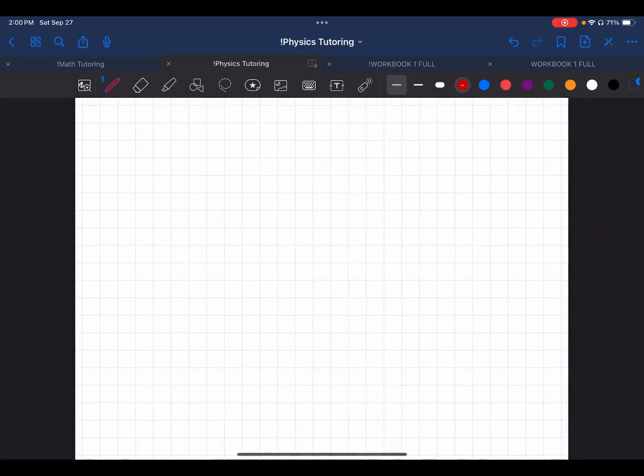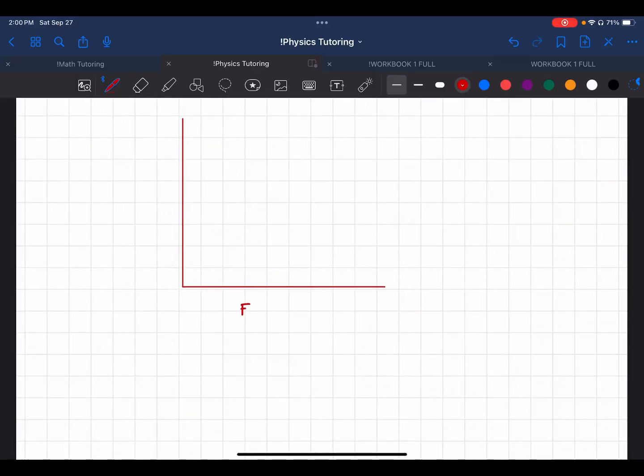you guys are going to see a graph. I know they show it on the AP test. So let me look it up real quick. I think it's called force applied versus force to overcome friction.